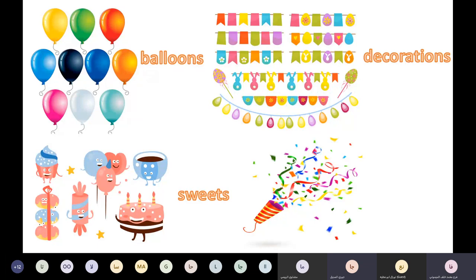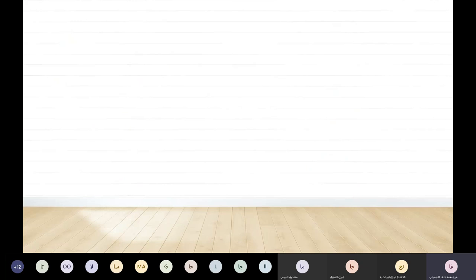Confetti. Yes, Juri, you got it. You are a smart girl. Excellent, Juri. Very good, sweetheart. Thank you very much, honey. Turn off your microphone. So, young ladies, Juri and I went to the supermarket and we got balloons, decorations, sweets, and confetti. Very good. Okay, this is the room where we're going to have the celebration.